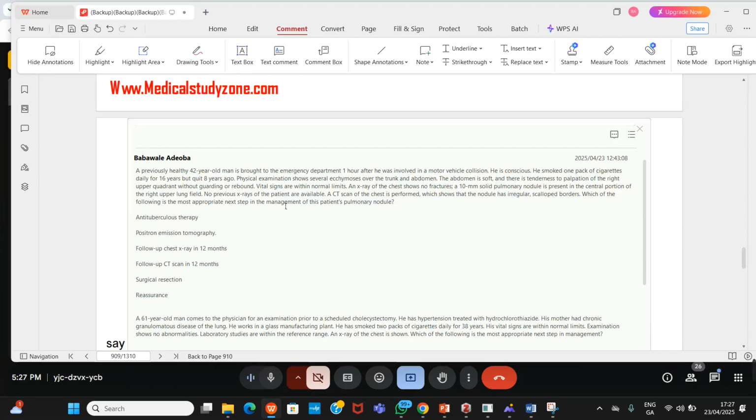So high risk, go and resect immediately. Intermediate, go and do what? Biopsy or what? PET scan if it's intermediate. PET scan or biopsy, especially if it's more than 8 millimeters. So let us look at some questions here.